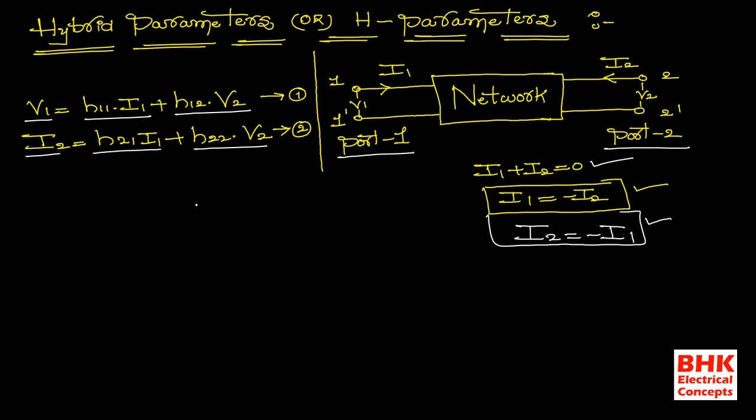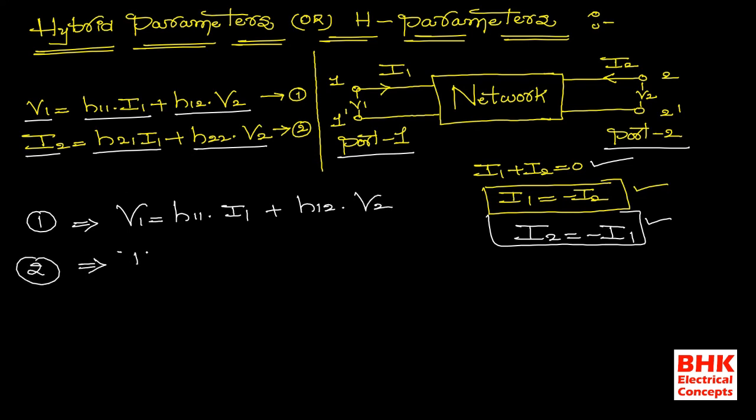Now you can observe that from equation number 1, V1 is equal to H11 into I1 plus H12 into V2, and from equation number 2, I2 is equal to H21 I1 plus H22 V2. Observe these equations: in the two equations, I1 is common for the first two hybrid parameters and V2 is common for the second two terms.